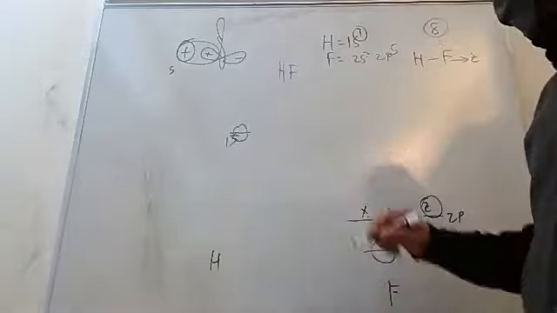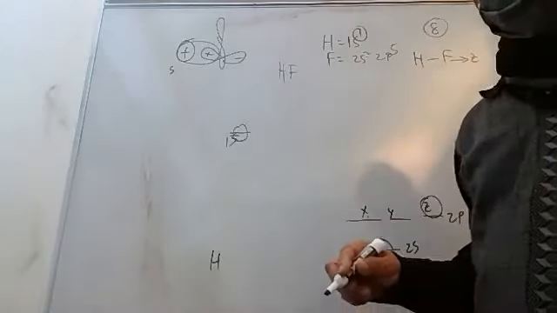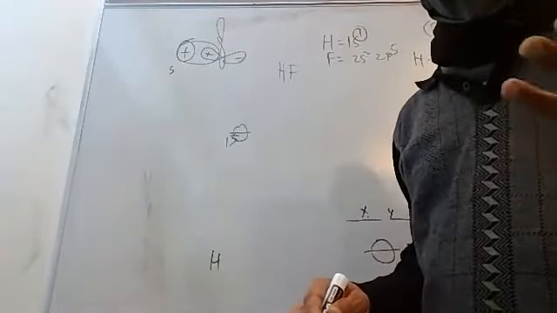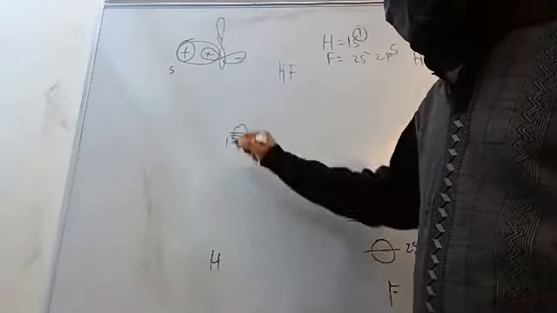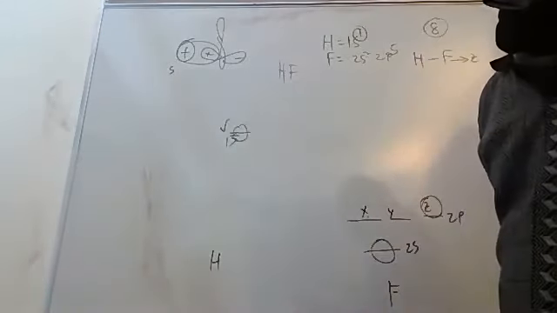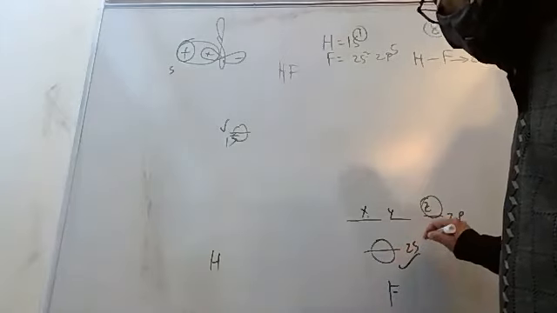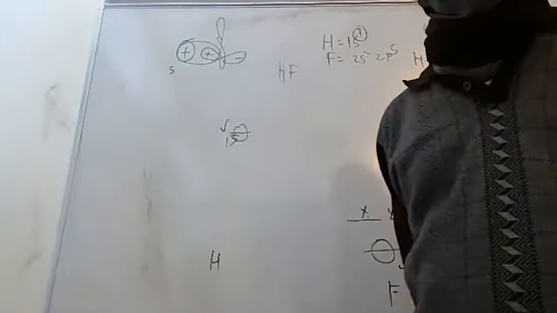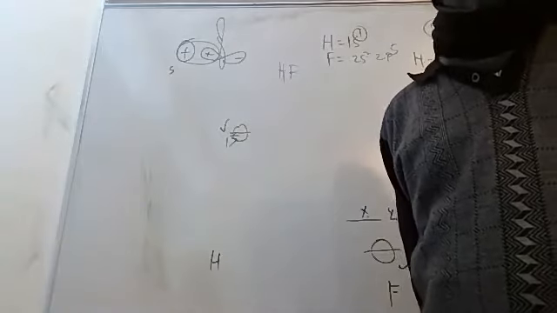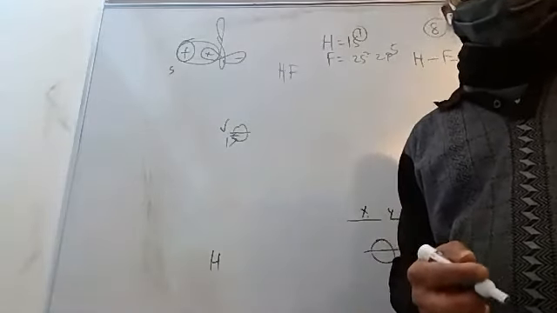So in the case of HF, I can identify 3 atomic orbitals that can mix to give you molecular orbitals. One is the 1s of hydrogen, the 2s of fluorine, and the 2pz of fluorine. So when you mix 3 atomic orbitals, how many molecular orbitals are you going to make?